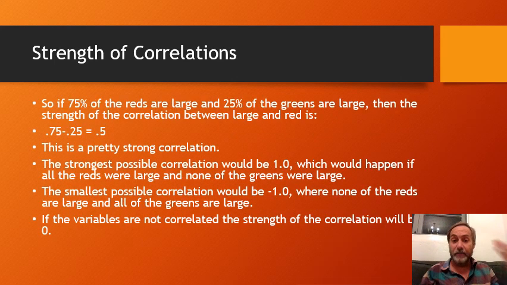So that means if 75% of the reds are large and 25% of the greens are large, then the strength of the correlation between large and red is 0.75 minus 0.25, 0.5. So this is a pretty strong correlation. Just to get a sense of the range, the strongest possible correlation would be 1.0. That happens if all the reds are large and none of the greens are large. The smallest possible correlation is negative 1.0, which means that none of the reds are large and all of the greens are large. And if there's no correlation at all, then you call the strength of the correlation 0.